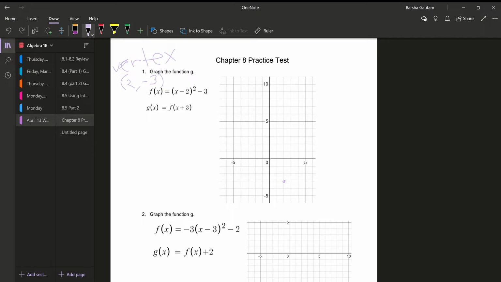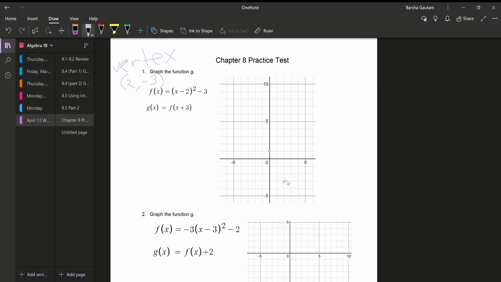Alright. And now we're going to find a couple other points. So now let's figure out maybe the y-intercept, right? Because that'll be the simplest one to find. So we can plug in 0. And when you plug in 0, you have 0 minus 2, which is negative 2. Negative 2 squared is 4. And then 4 minus 3 is positive 1. So our second point is 0, comma 1. And that's going to be right here.